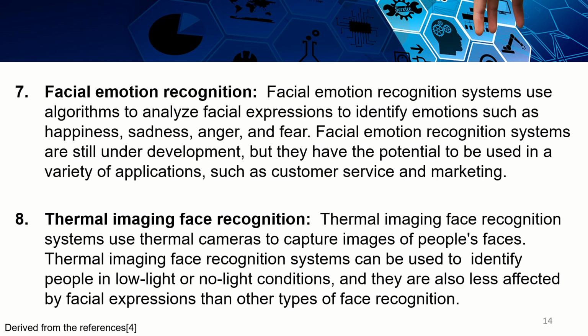Facial emotion recognition systems use algorithms to analyze facial expressions to identify emotions such as happiness, sadness, anger, and fear. These systems are also still under development, but they have the potential to be used in a variety of applications such as customer service and marketing. Thermal imaging face recognition systems use thermal cameras to capture images of people's faces. They can also be used to identify people in low light or no light conditions, and they are less affected by facial expressions than other types of face recognition. However, they are unable to detect facial emotions.